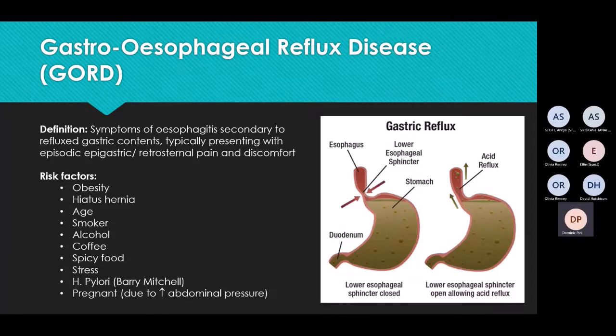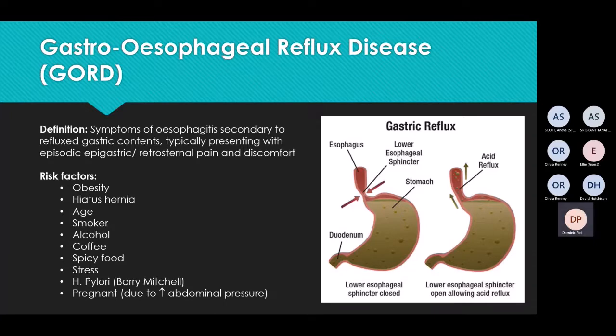Epigastric means it occurs just below your ribs, just below your xiphisternum, so just above your umbilicus in what they call the epigastric region, and sometimes it can be felt in the back of the chest, so retrosternal pain and discomfort. Some people also call this heartburn or acid reflux. It's a very common condition that's thought to occur in between 12 to 41% of the population.